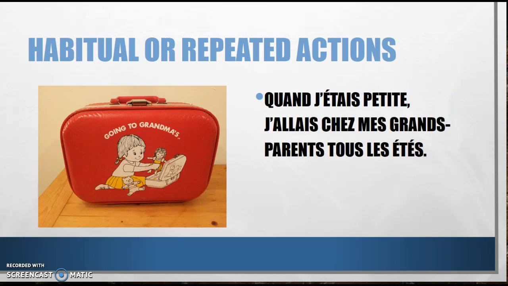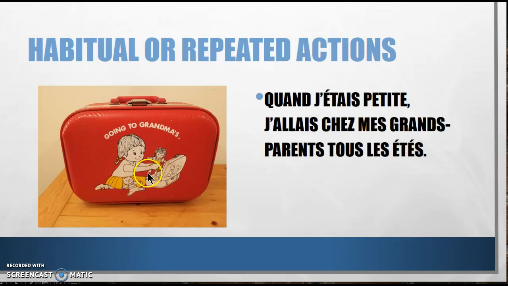As I said before, habitual or repeated actions. So quand j'étais petite, this would sort of be more of a physical condition, talking about when I was little. J'allais chez mes grands-parents tous les étés. I went to my grandparents' house every summer. So again, you see this every summer as a good indicator. Those repeated actions are things that require the imparfait.